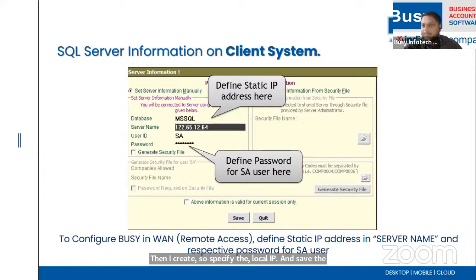And after that, the last configuration is you have to open the internet router on the server system and forward the port 1433. Open the port 1433 on the internet router on the server system. After that, you can connect Busy on multiple locations. On the server system, you have to specify the local IP. On the client system, you have to specify the static IP with port 1433.